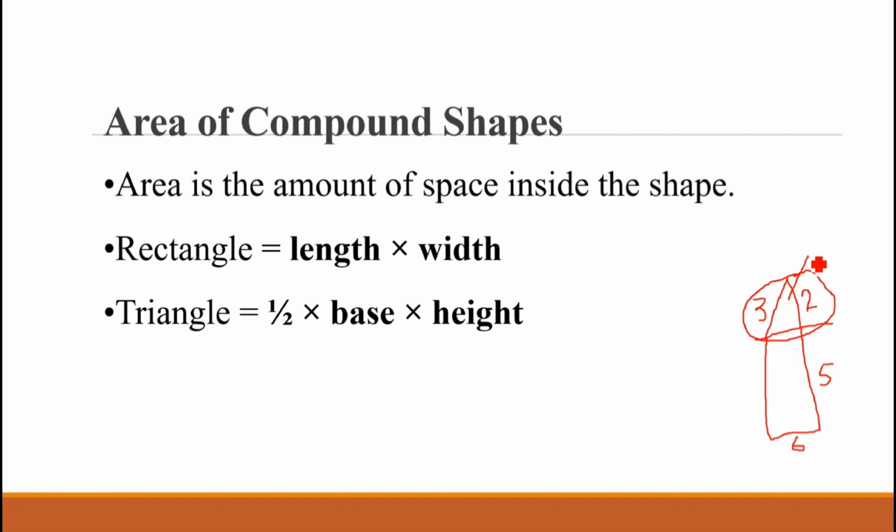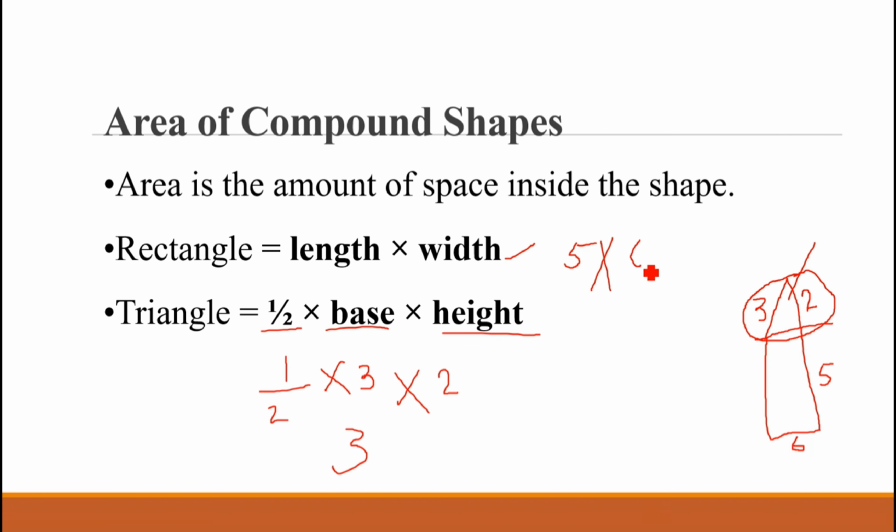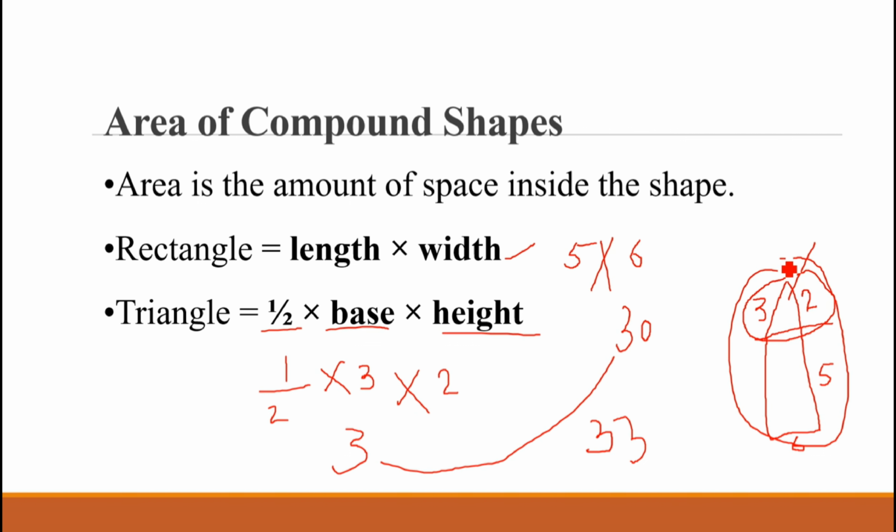So what is the area of the triangle? Half base multiply height. So 1/2 times base multiply height, that means 3 multiply 2, 3 into 2 is 6, and 6 divided by 2 equals 3. So the area of the triangle is 3, and the formula for the area of a rectangle is length multiply width, that means 5 multiply 6. So 5 into 6 equals 30. Now to find the area of this compound shape, sum both the values. 3 plus 30 equals 33. So 33 is the total area of this compound shape.